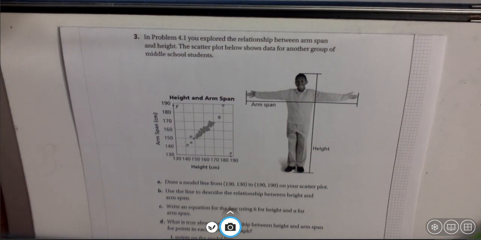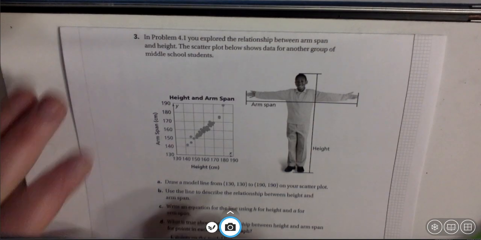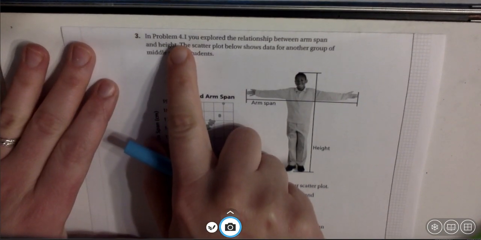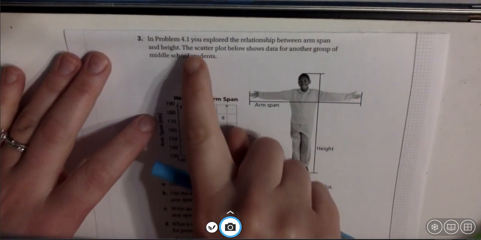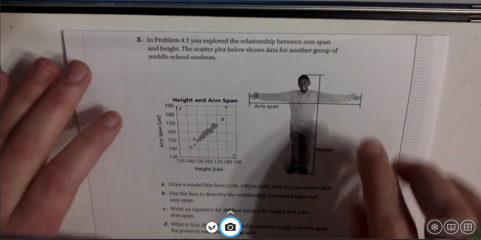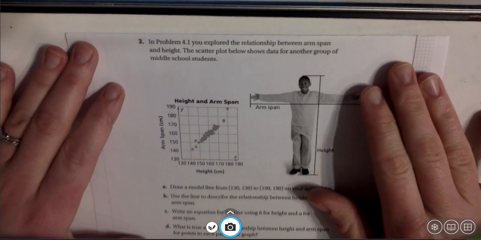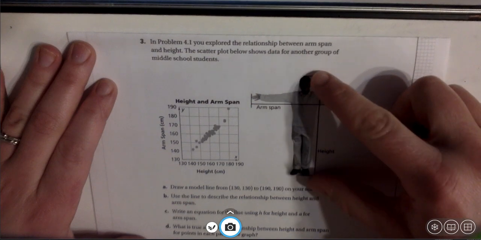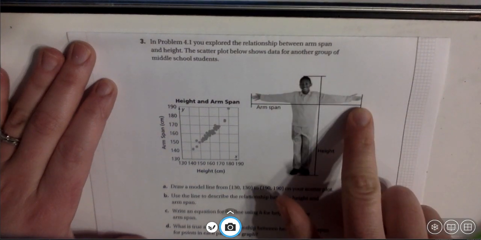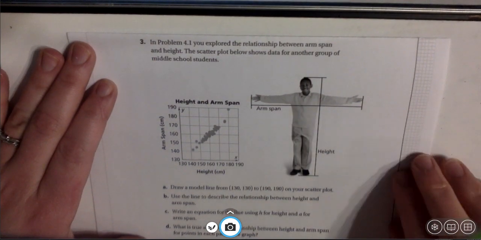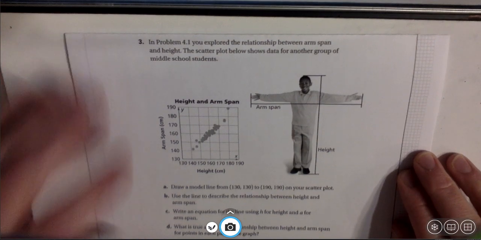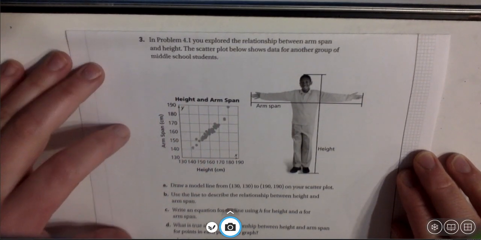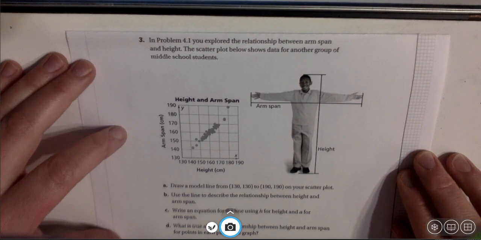So we are going to be doing a project in 2 days that's going to last for 4 days, and it's about problem 4.1. This one is sort of alluding to that project. In that project, we look for a relationship between height versus arm span, so how tall a person is versus how long their arms are from tip of their middle finger to tip of their middle finger. The scatter plot here shows data from a group of middle school students.